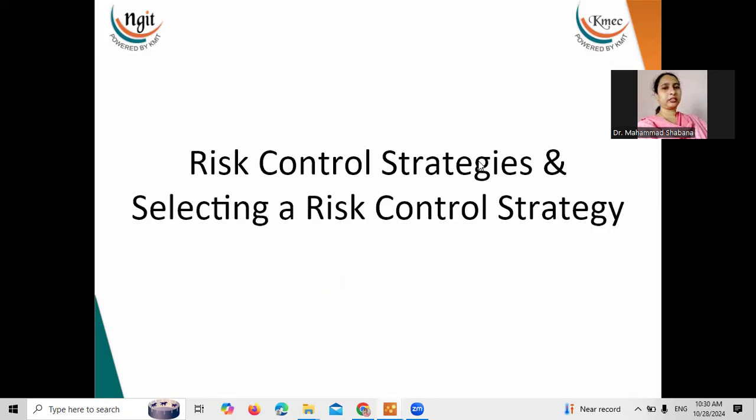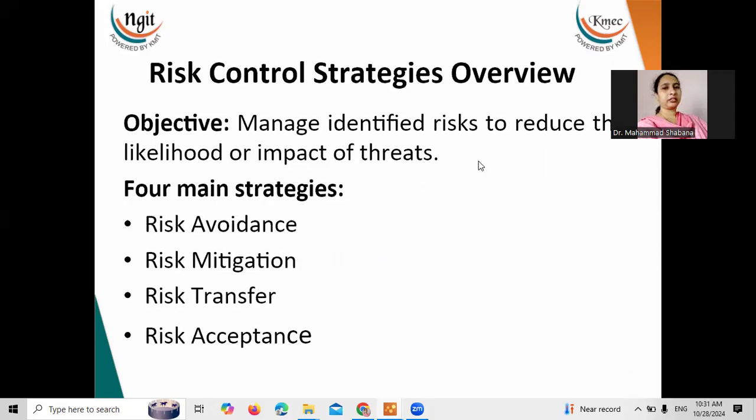Welcome to today's session. Today we are going to talk about risk control strategies, how to choose the right strategy in the context of information security. Every organization faces risks, and managing those risks effectively is crucial to ensuring security and continuity. These are the risk control strategies.